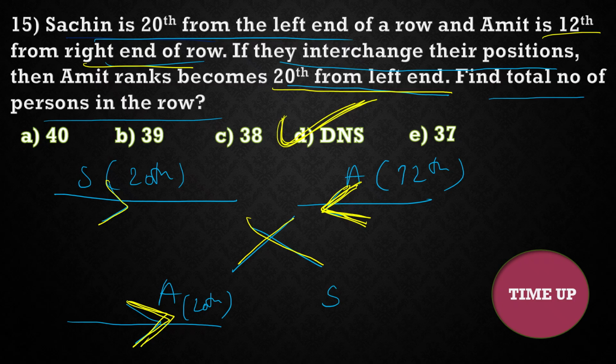Understanding? If in case the question was, after interchanging their positions, Amit's rank becomes 20th from the right end, then you can find out the total and the answer would be 39. But here, after interchanging, the arrow mark sign has been changed. It should not change; then only you can solve. If it gets changed, then the answer will be data not sufficient or C and D. Okay?